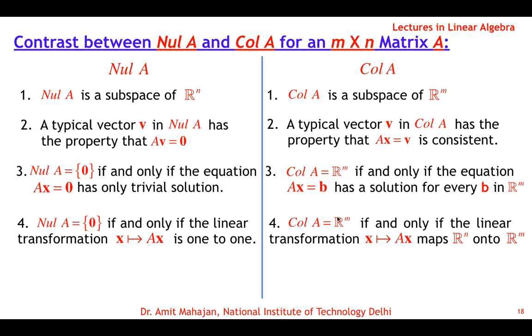Column space A equals R^m if and only if the linear transformation x to Ax maps R^n space onto R^m space. Okay, so clearly this is again true because for every B the system is consistent, so the transformation is onto. Onto transformation means that every vector in the codomain must be coming from the domain, so that means the system is always consistent. Okay, so this is a simple contrast between null space A and column space A. Okay, so we close this topic here.